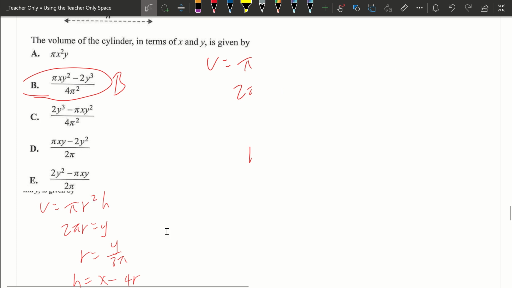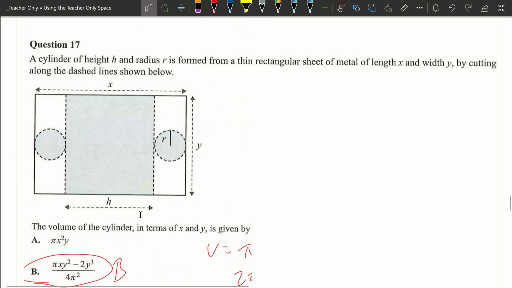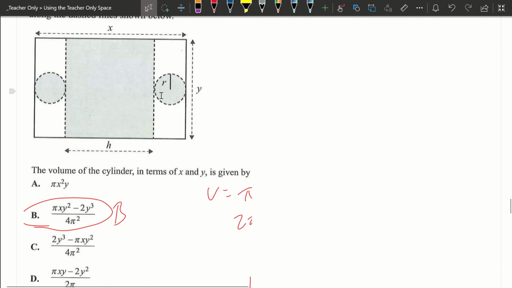Okay, but it's in terms of r and h. We need the volume to be in terms of x and y. So we have written r and h with the volume formula, but we need x and y to appear in the volume formula. So let's do it. If you look closely, the circumference of the circle is y, and it has to be, otherwise it won't make the cylinder, right?